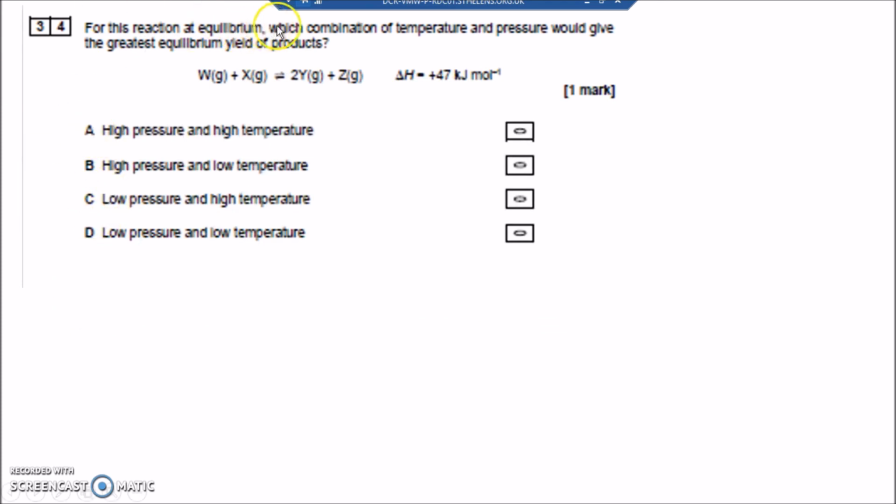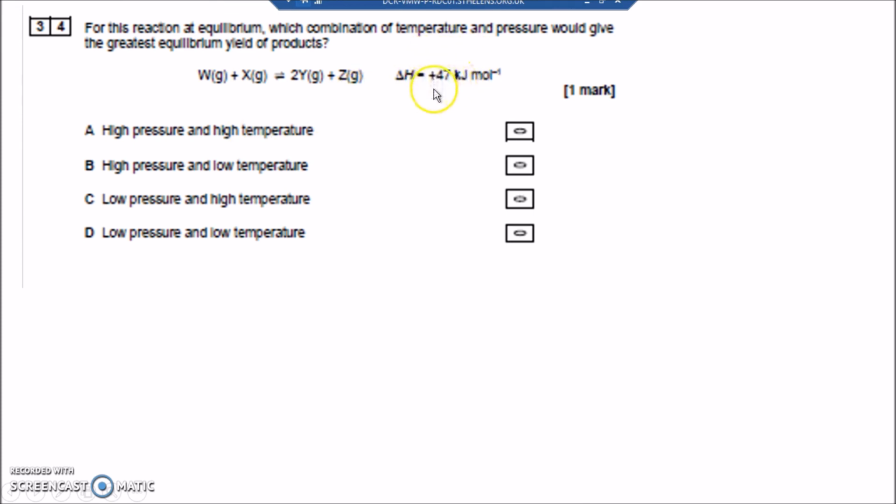(34) For this reaction, which combination of temperature and pressure would give the greatest equilibrium yield of the product? So which of these conditions will produce most Y and most Z? Let's have a look at temperature first of all. This is an endothermic reaction.